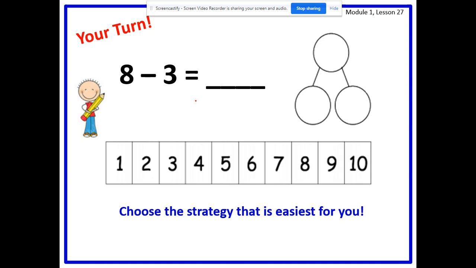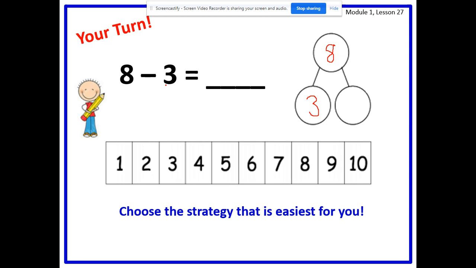Awesome. Ready? So at 8 minus 3 equals blank, we already know that when we do a subtraction, what is our total? Get ready. Yes, 8 is our total or our whole number. And what is the part that we have? Get ready. Yes, 3.